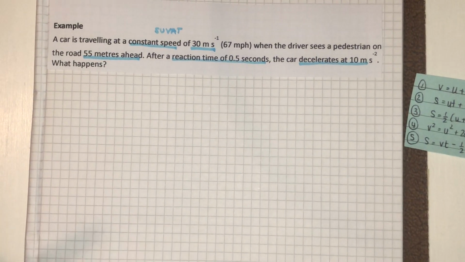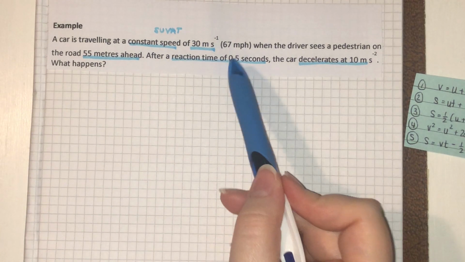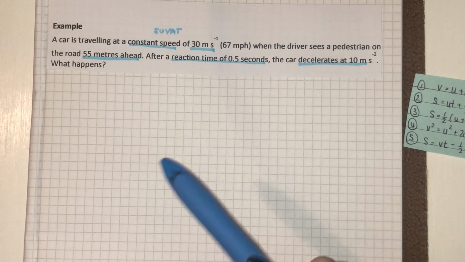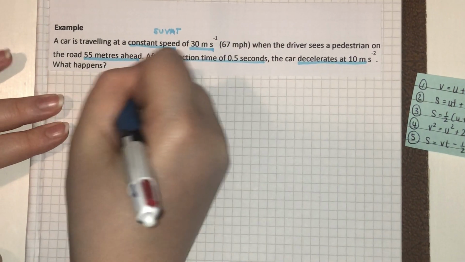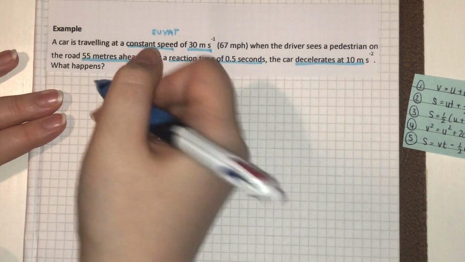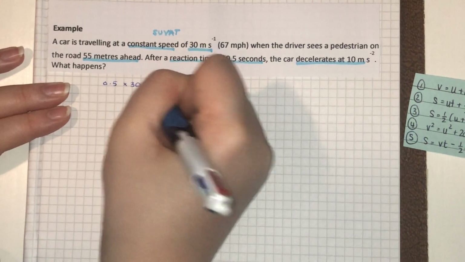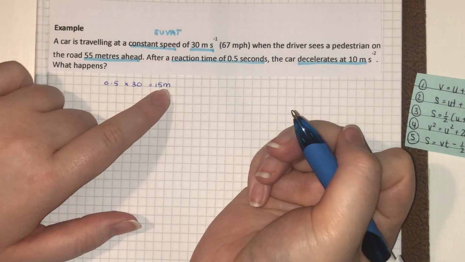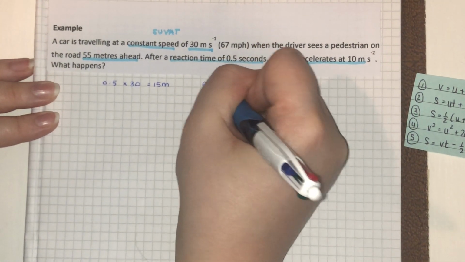What happens? So the first thing we've got to do is take into account the 0.5 seconds. So we need to see how far he travels before he even touches the brake. Okay, so to do that, this is saying how many meters he does per second. So we're just going to do 0.5 times 30, which is 15 meters. Okay, so that's how far he travelled within that reaction time. Okay, I'm just going to write reaction time here.